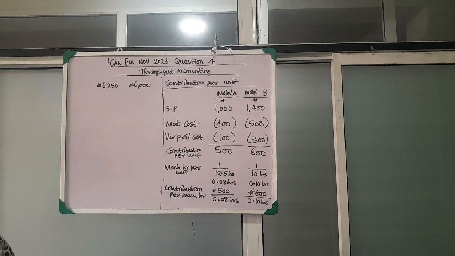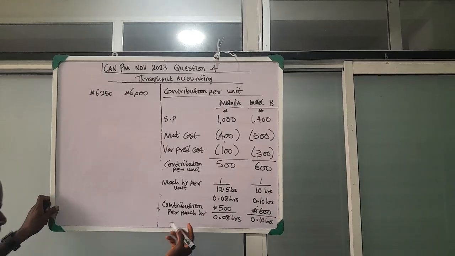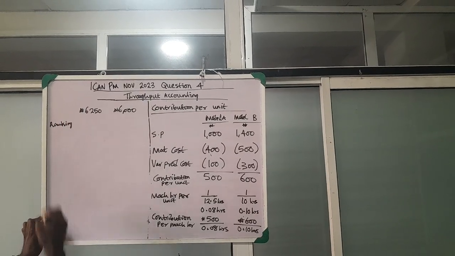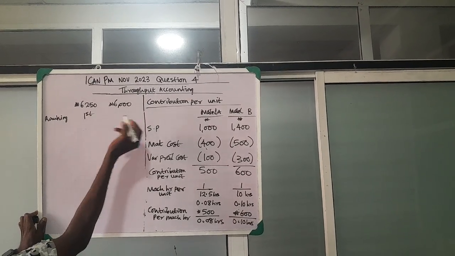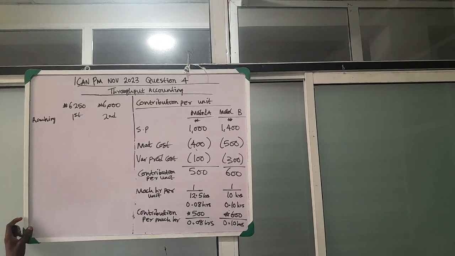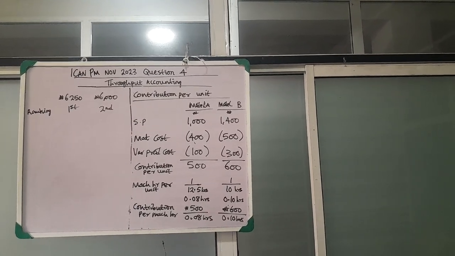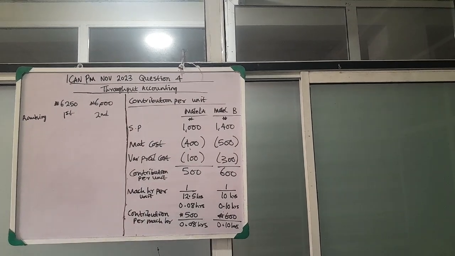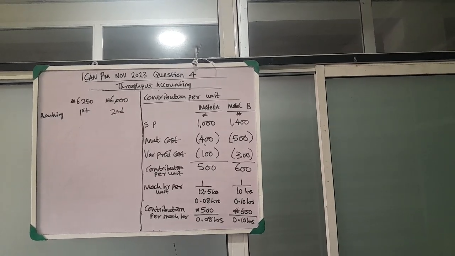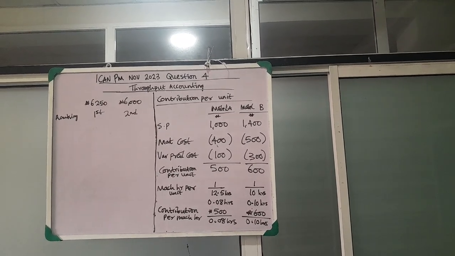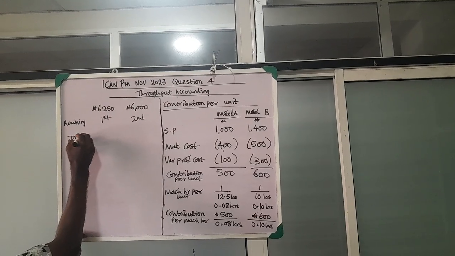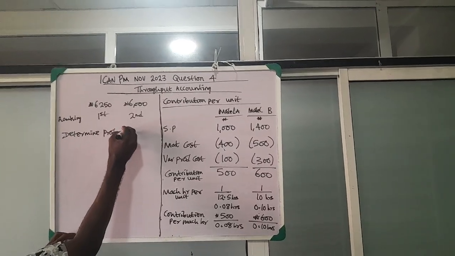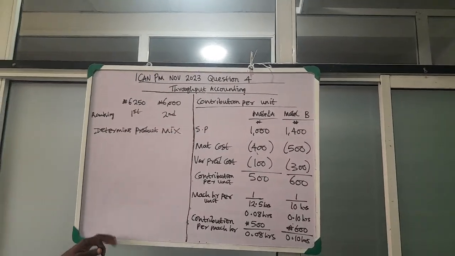Then the next will be to rank them. We are ranking them based on the contribution per machine hour. If we are ranking them, obviously this comes first. This is the higher, while this is the second. So based on this, we are going to decide what our product mix will be. Then from there we can proceed to determine the profit based on those product mix. Now, let's determine the product mix. That will be based on the ranking we have here.